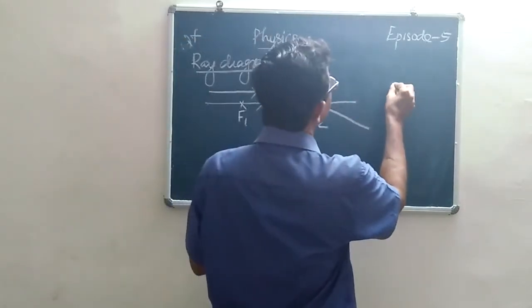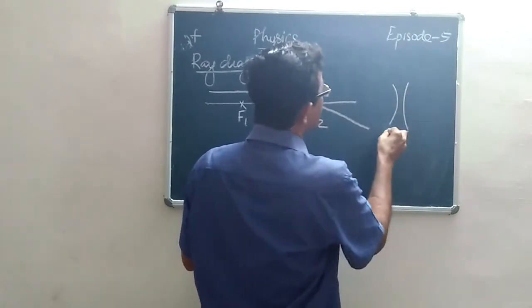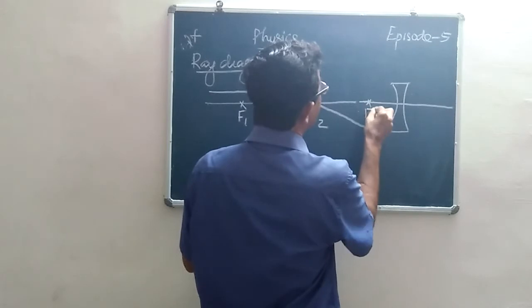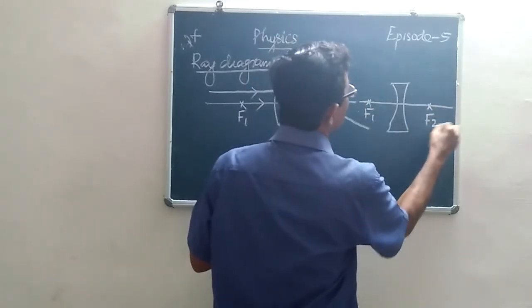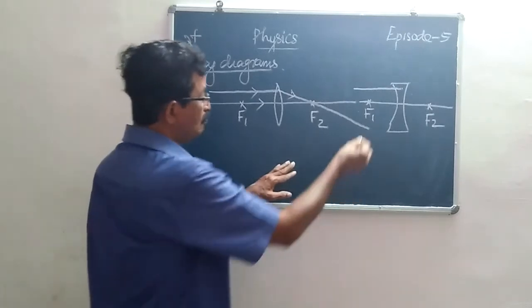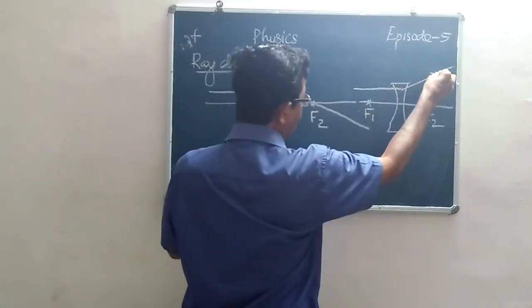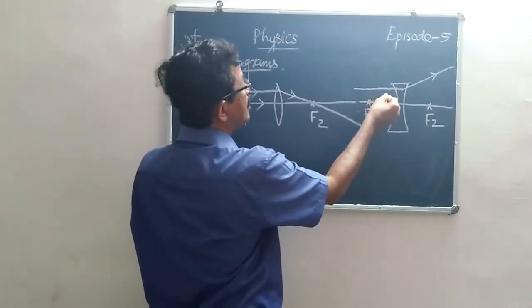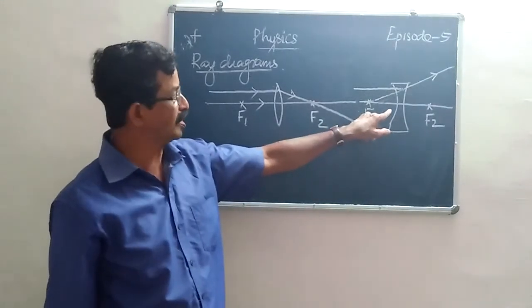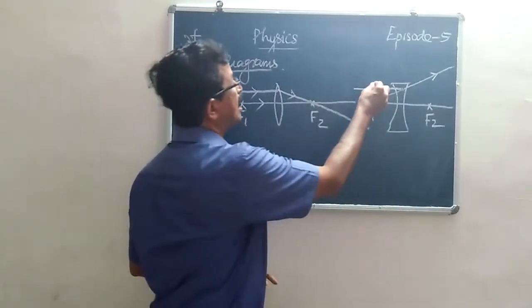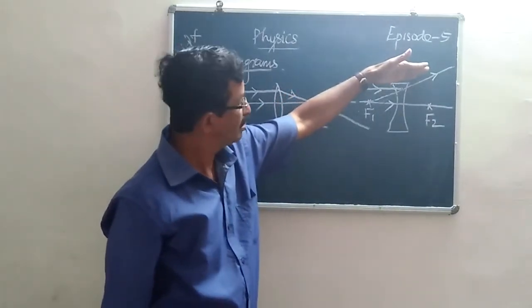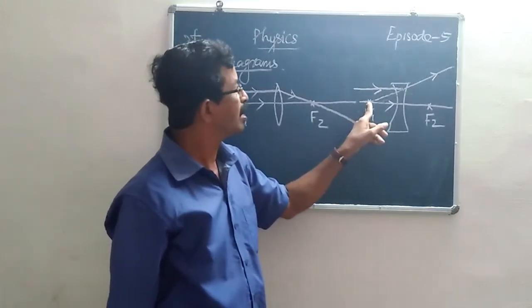But for a concave lens, see, this is a concave lens. This one is its principal axis, and here is its focus F1, and here F2. Now we can draw a ray parallel to the principal axis. Now you know this will diverge this way. But when we extend it backward, we can see it coming from here. So, in the case of a concave lens, a ray parallel to the principal axis, after refraction in the lens, appears to come from the focus.